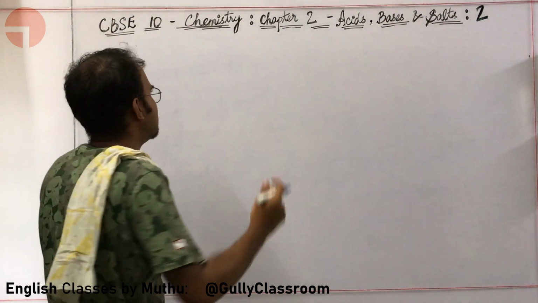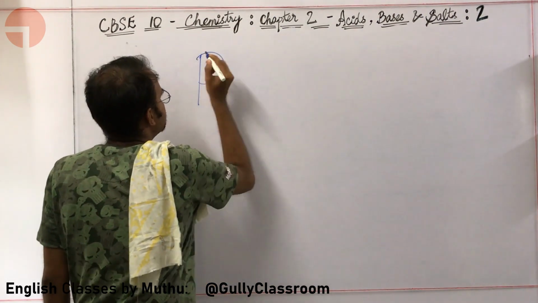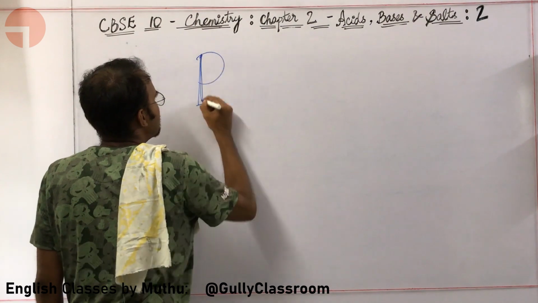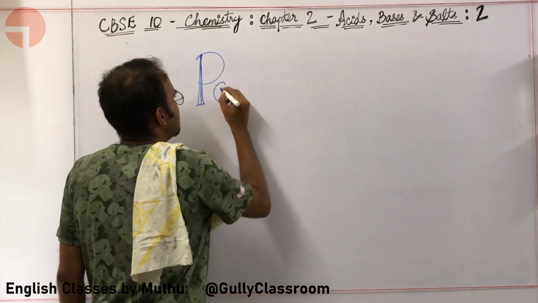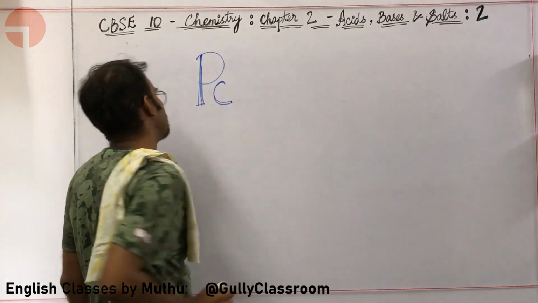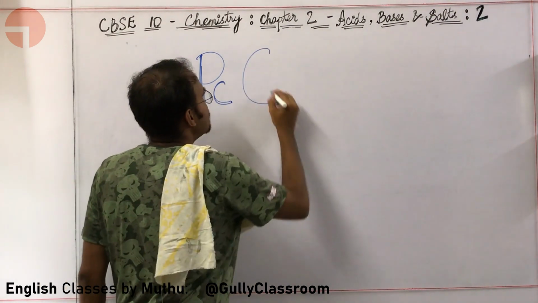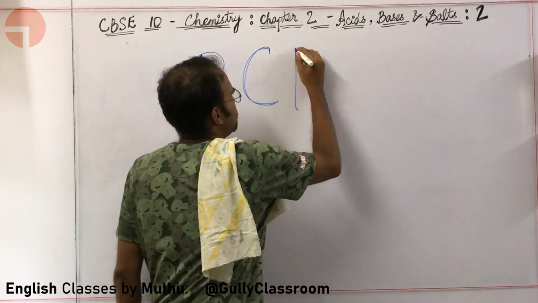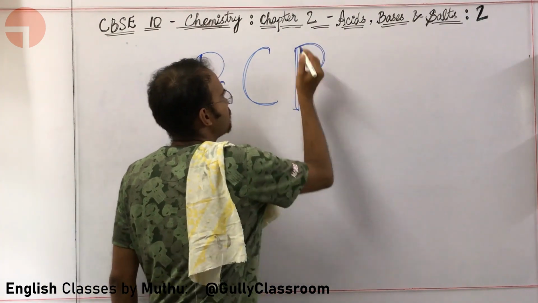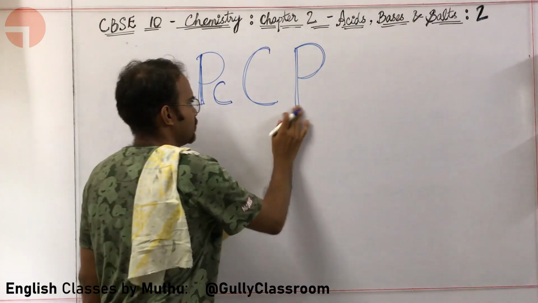Okay sir, what is the idea? Phenolphthalein. What does P stand for? Phenolphthalein. With respect to phenolphthalein, it is colorless in neutral solution. It is also colorless in acidic solution, but it is pink in basic solution. Phenolphthalein is pink in basic solution.